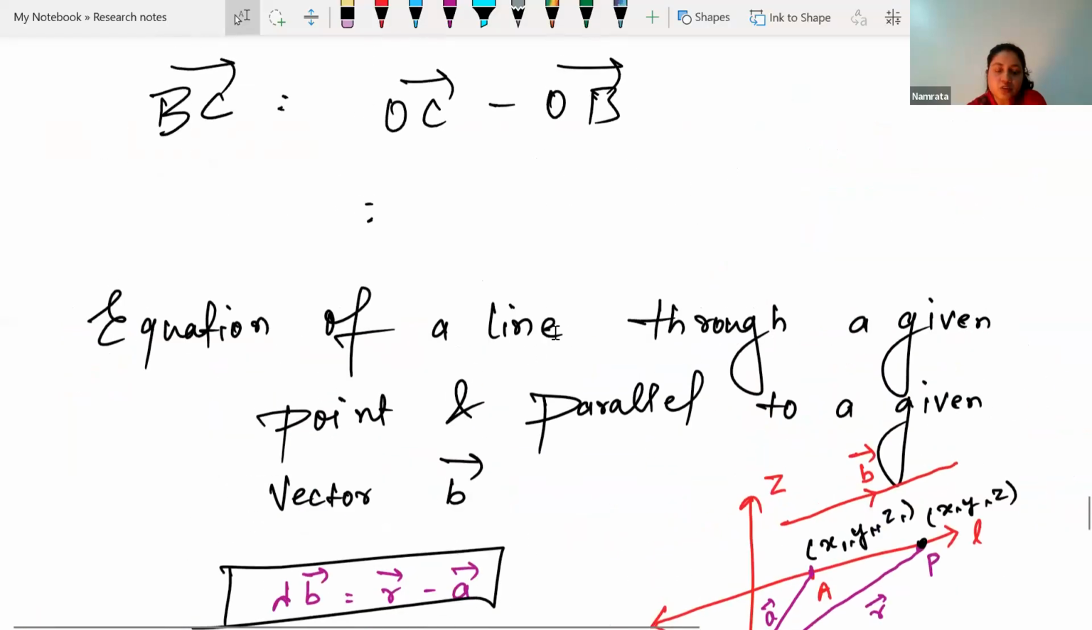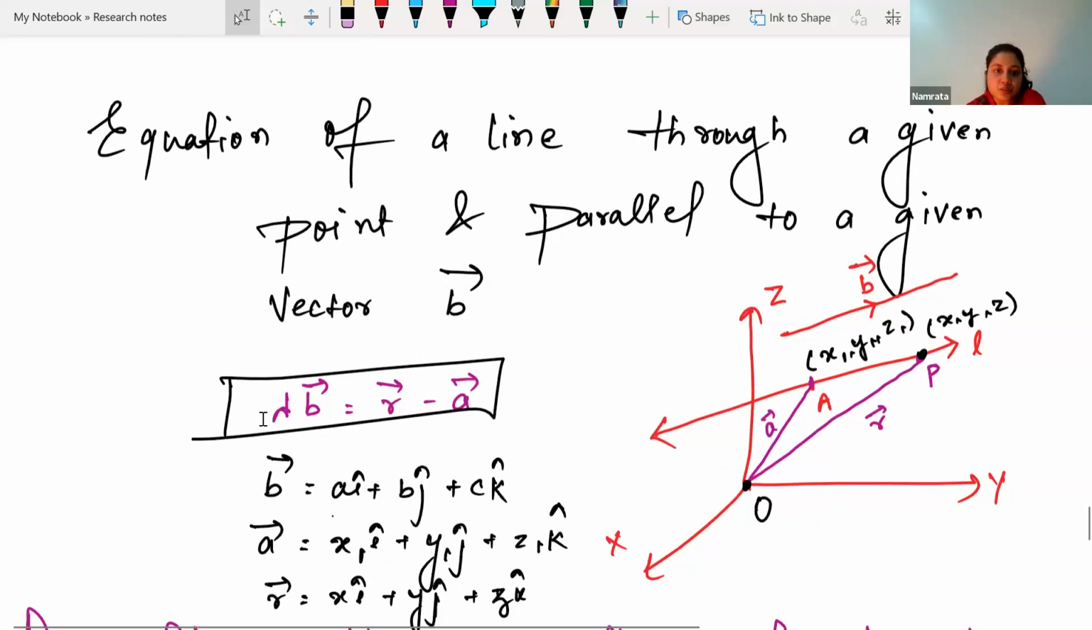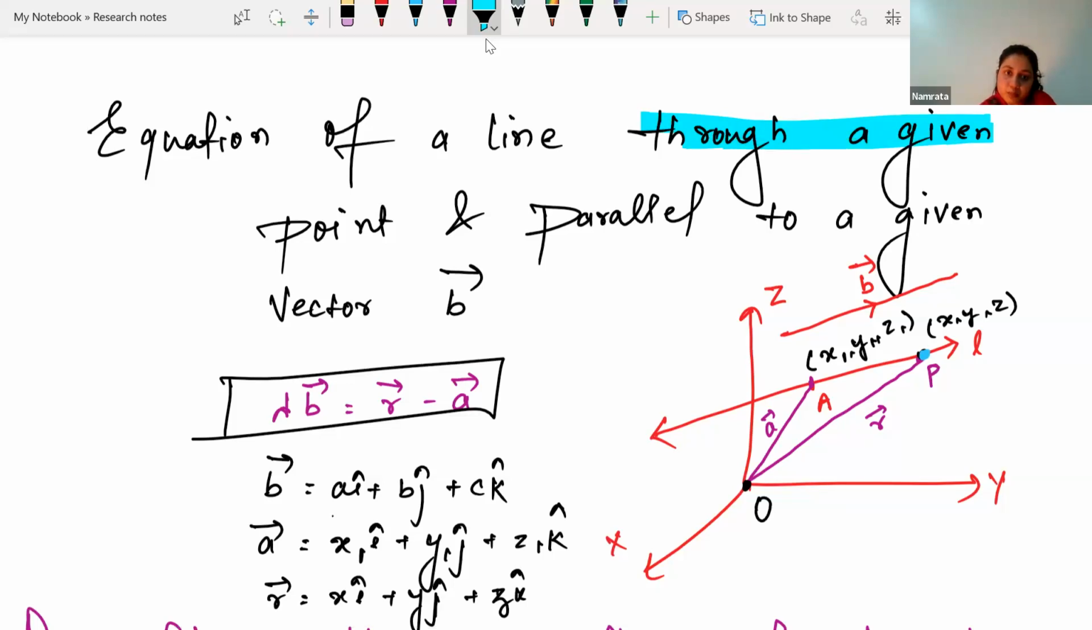So we were discussing the equation of a line through a given point and parallel to a given vector. This was the equation of a line in vector form, which is parallel to a given line and passing through a point. Suppose we have taken the coordinates of the point as A(x1, y1, z1), and a random point P is on the line. Just focus on this statement first: the equation of a line through a given point and parallel to a given vector b.